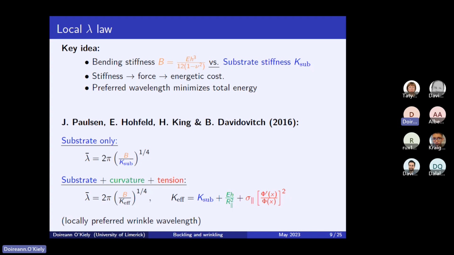And then they did these nice extensions where they thought about a system where there's some overall curvature in addition to the wrinkles, which gives you more stiffness, and systems where you have tension along the wrinkles, which is another kind of stiffness. Okay, and so you can, instead of just having a substrate stiffness, have a kind of effective stiffness that takes into account all of these restoring forces.